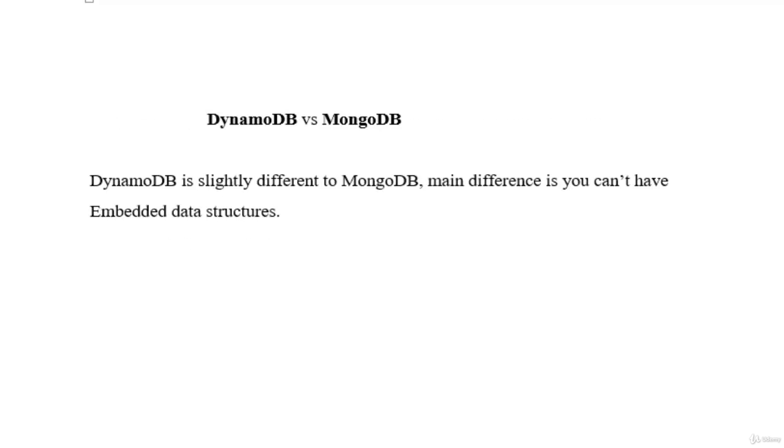So there is one question that comes most of the times in the exam: what is the difference between DynamoDB and MongoDB? These are both non-relational databases, and DynamoDB is slightly different to MongoDB, and the main difference is you can't have embedded data structures. So that is one thing we have to remember because it may come in the exam.